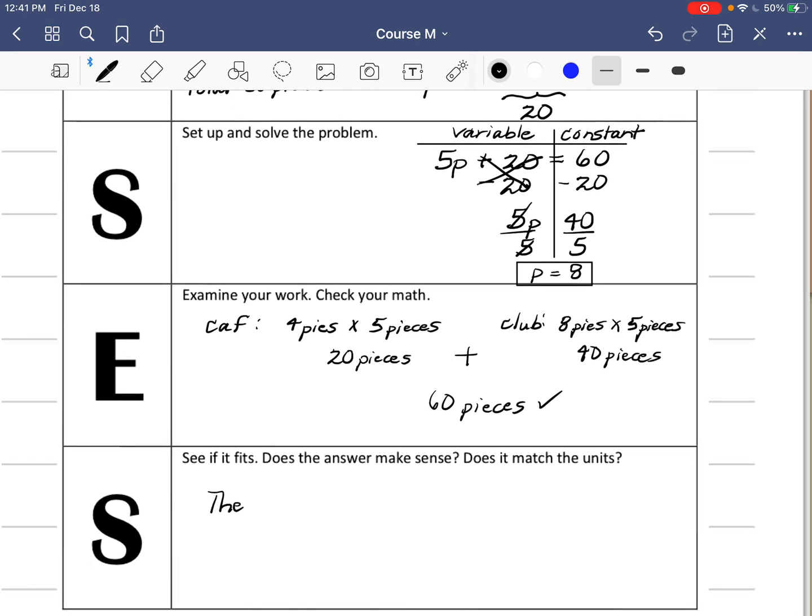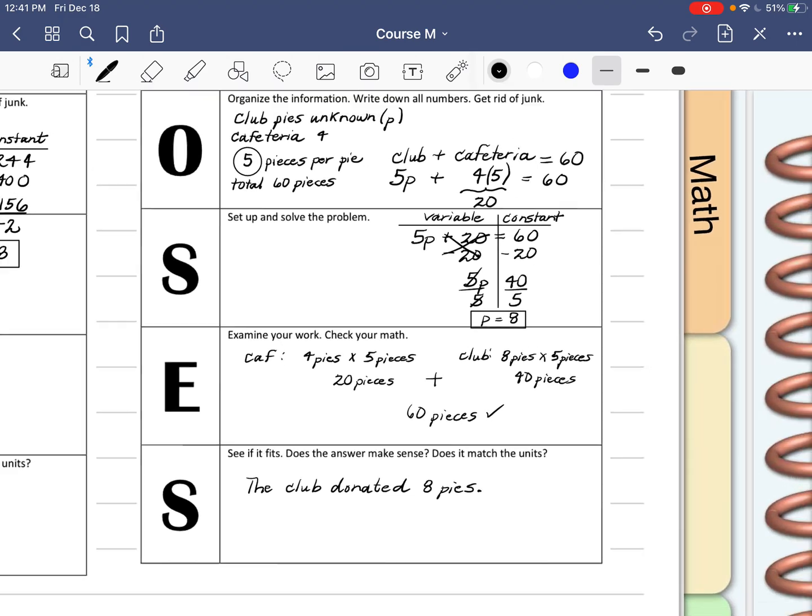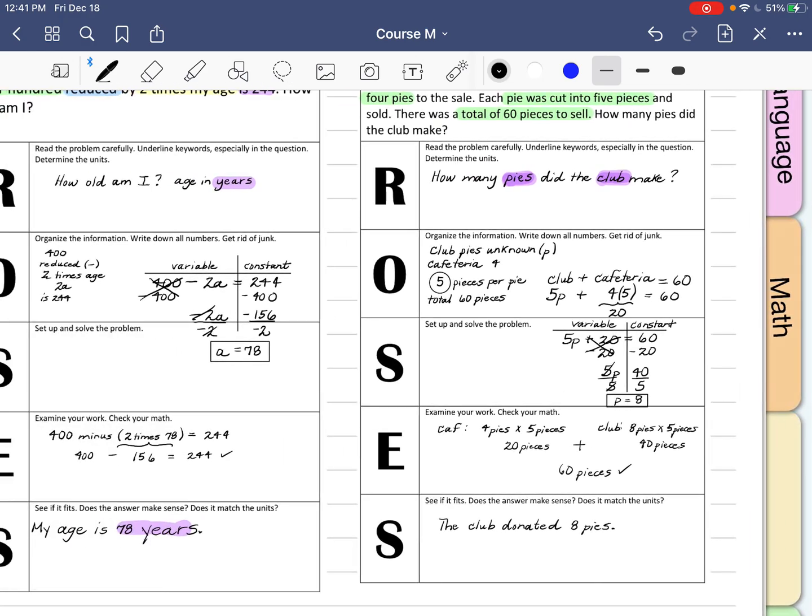So the club donated 8 pies. Check that against your units, and sure enough, you have the club and the number of pies.